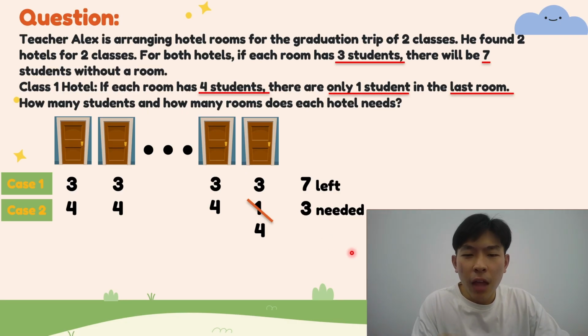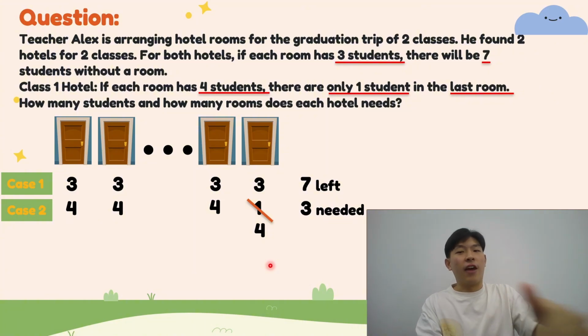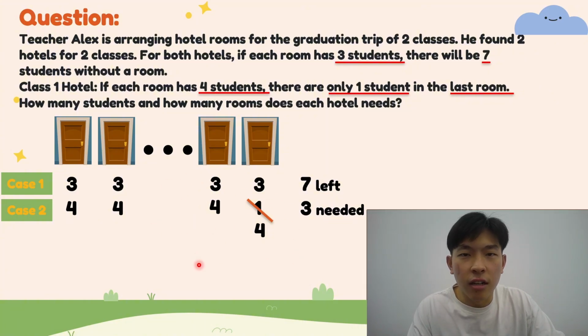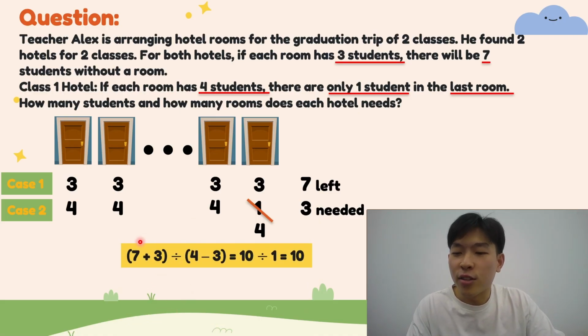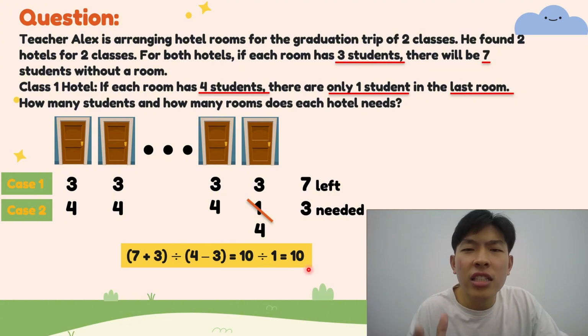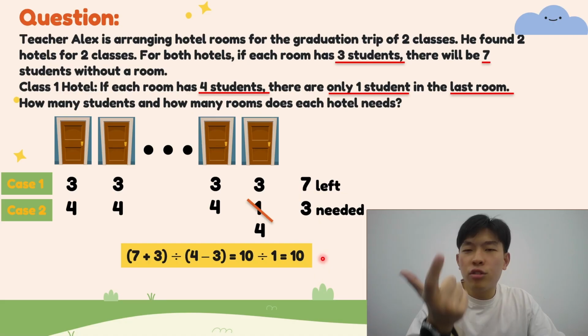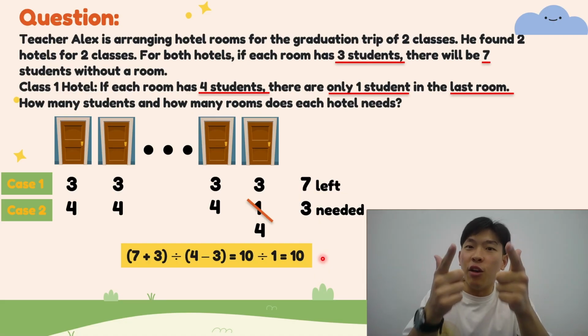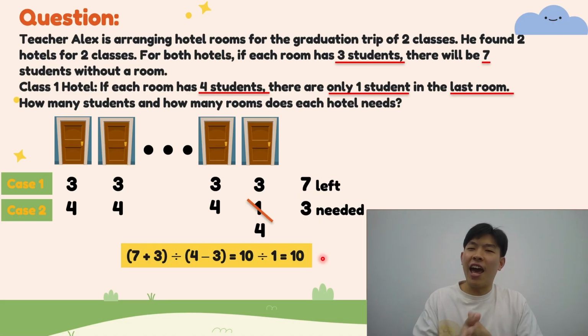Now, come. How do we find the change here? 7 plus 3. Perfect. And here, what's the change in single? 4 minus 3. Perfect. So 7 plus 3 divided by 4 minus 3, we get 10 divided by 1. Now, everyone, is this 10? What is this 10? Rooms or students? For those who said rooms, very good. Clap for you.